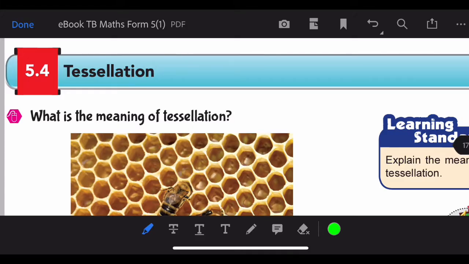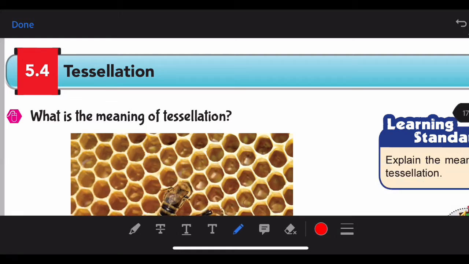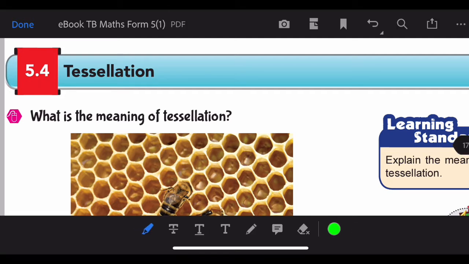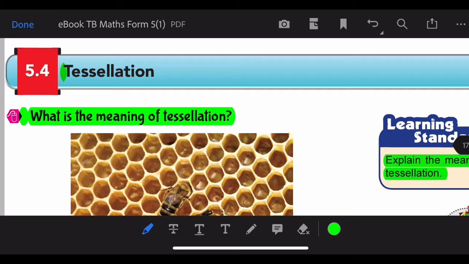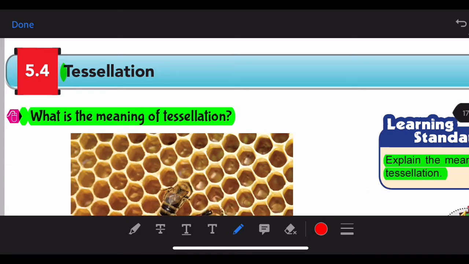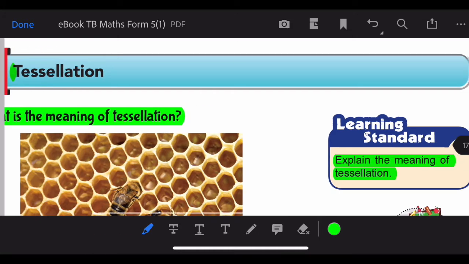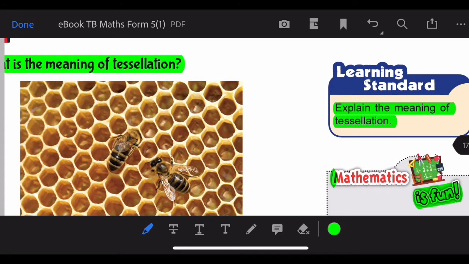Hello guys, today I would like to start a new topic on tessellation. This is a totally new topic for the Maths syllabus, right? So let's go through together. It sounds very interesting. So what is the meaning of tessellation? As you can see, the picture looks very interesting, right? Today my main objective is to explain the meaning of tessellation.